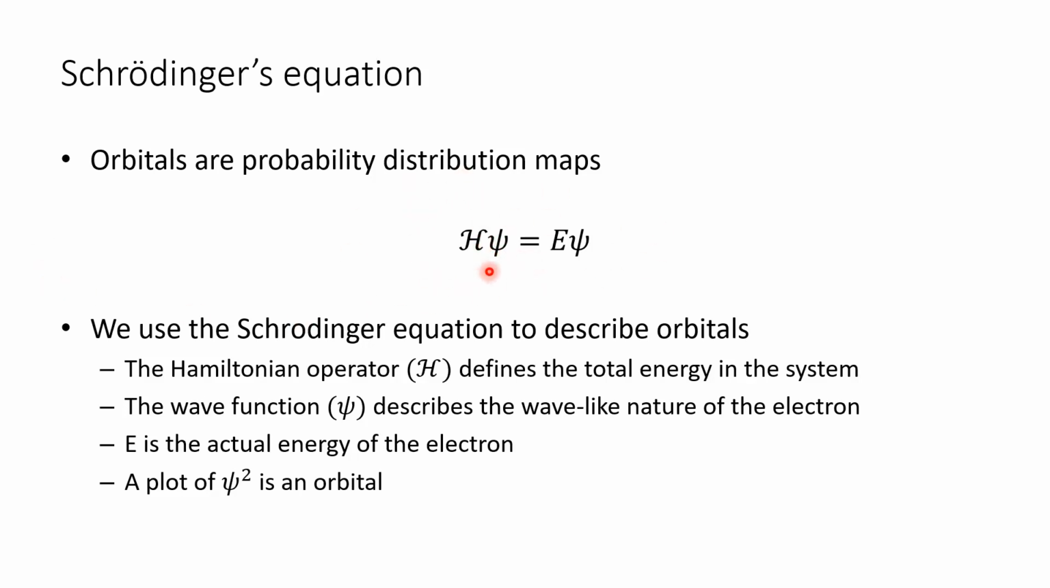So we have this Hamiltonian operator, which is the total energy. It's the potential and kinetic energy. The wave function, which describes the wave-like nature of the electron, and then the actual energy of the electron. And so if you solve this equation, psi, this wave function, if you square that and put it on a graph, that is what an orbital is.